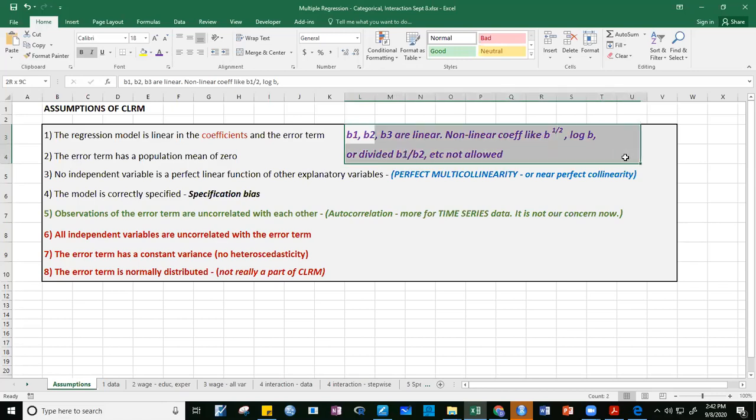Ito yung mga parameters natin, hindi pwede yan, guys. So hindi pwede yung parameters natin, yung coefficients, yung B1, B2, B3, etc. to be expressed in this form. Kailangan linear siya, B1, B2, B3 lang siya. Hindi pwede naka-square root, hindi pwede naka-log, hindi pwede naka-divide yung parameters. Okay, secondly, dapat yung error terms natin, yung mean niya dapat 0. Okay, I think in the past we have already proven that.